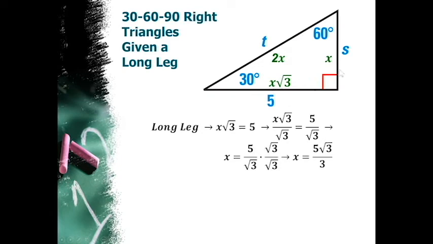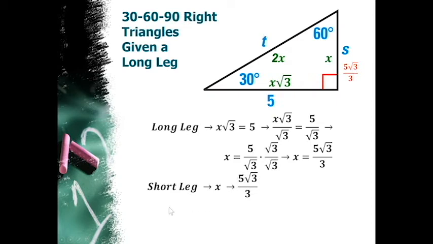So now that we know what x is, we're going to look at our short leg. Our short leg's rule is simply x. So if we substitute that in, it tells us that our value for our short leg is 5 root 3 over 3. So there's our short leg's value.